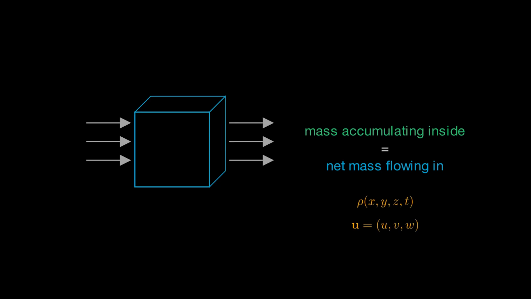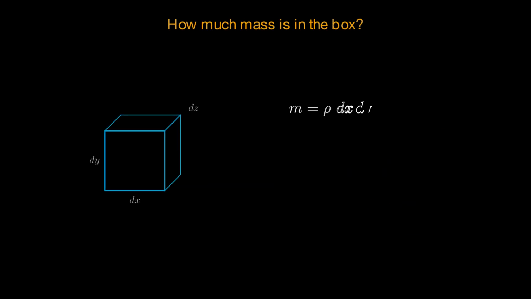We'll track two things: the density, rho, mass per unit volume, which can change with position and time, and the velocity, with components u, v, and w along the three axes. First question: how much mass is in the box right now? Density is mass per volume, so multiply. The mass is rho times the box's volume, the product of its three side lengths. Call that small volume dV, a fixed little number.